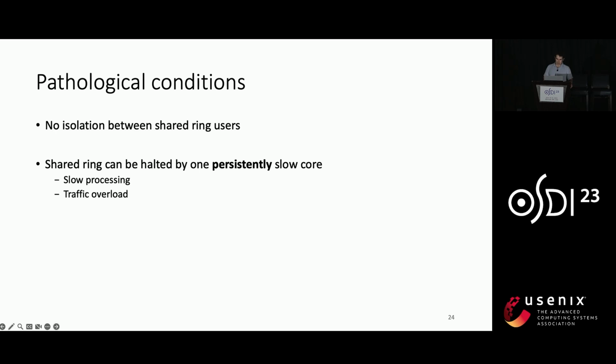So while using shared rings, we found that besides the cost of synchronization and lock, shared rings can degrade performance due to the lack of isolation between calls. This can happen if, for example, a call is persistently slow, either due to excess traffic or due to processing overload. We call these conditions pathological.